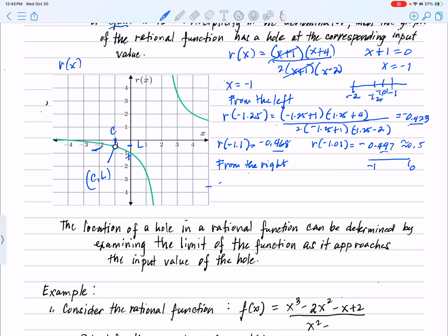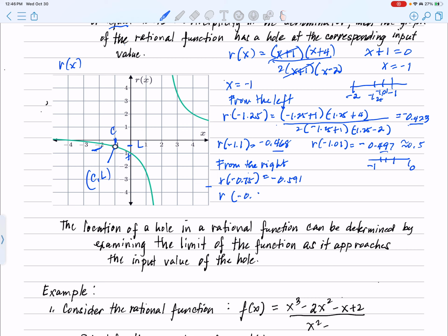So that means, what are these numbers that can be used in order to find out our y value for the coordinate? So let's choose, okay, let's say 0.75. That's close to -1 from the right. We come up with -0.591.